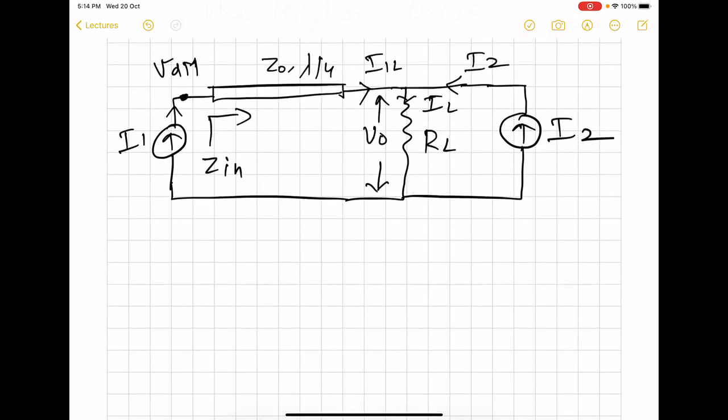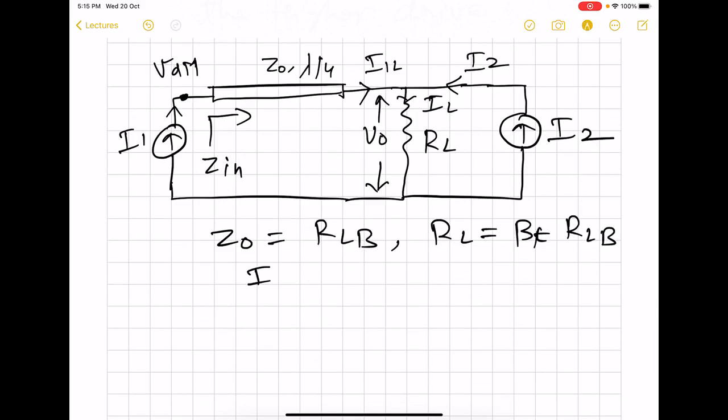So what we have already found out from the analysis for the lower drive is that the Z0 should be equal to RLB, and the load should be equal to beta T into RLB, and I1 is the fundamental of the half wave current. So this is half wave because this is in class B.